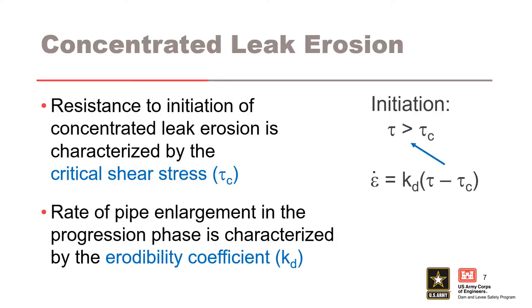Thinking back to the internal erosion mechanism of concentrated leak erosion, it's easy to see that the critical shear stress controls the initiation, and likewise, the erodibility coefficient, K sub D, controls the progression or rate of enlargement. These two parameters, tau C and K sub D, are measured through laboratory tests or estimated through correlations. In addition, soils can be categorized into groups of erodibility based on these measured parameters.